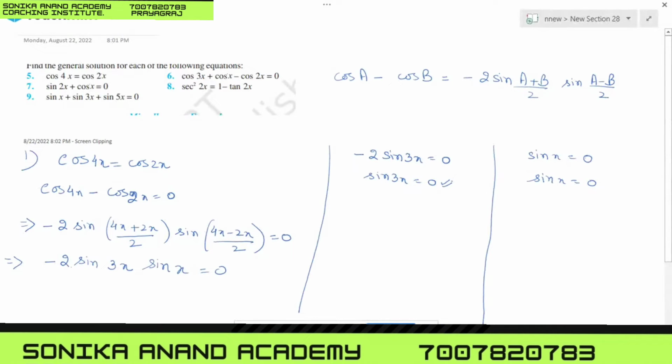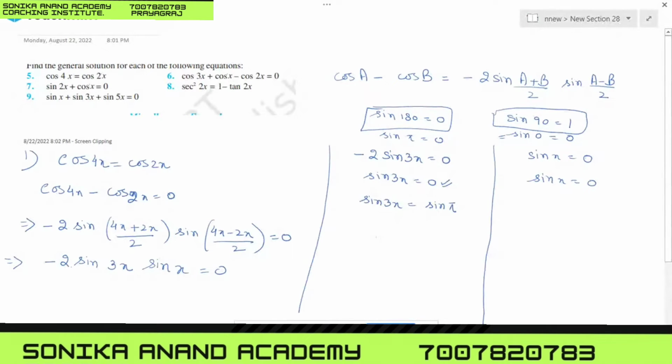It's either 0 degree or 90 degree. Not 90 degree. It is 180 degree and 0 degree. Sine 90 is 1 and sine 0 is 0, so we don't use 90, and sine 180 is 0. Please remember this. So sine 180 we can also write as sine pi is equal to 0. So sine 3x is equal to sine pi.